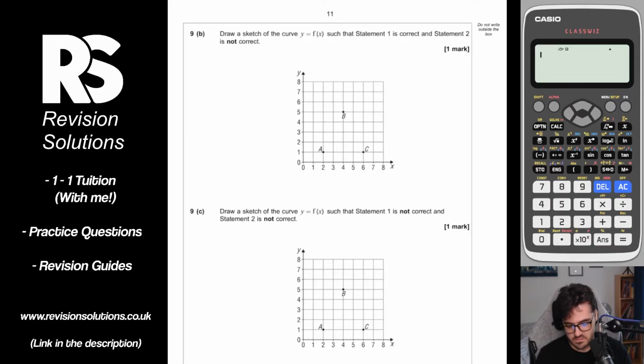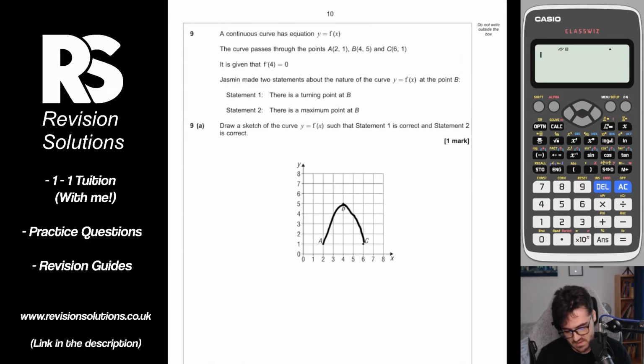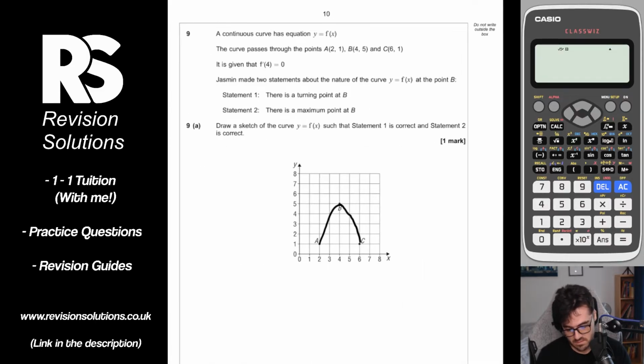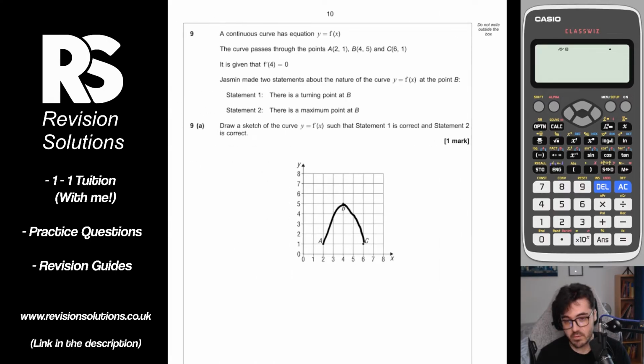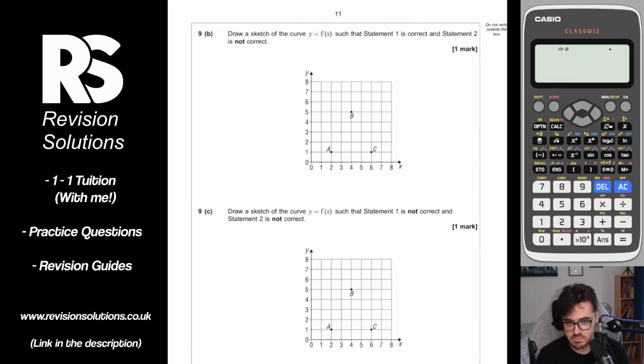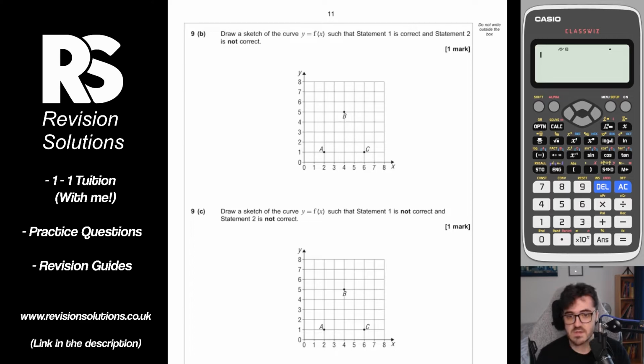9b then says, draw a sketch of our function such that statement 1 is correct. So it is a turning point. So it has to be a maximum or minimum. But statement 2 is not correct. So it's a turning point, but it's not a maximum, meaning it must be a minimum. So some smooth curve that goes through A, B, and C with specifically a minimum at B.